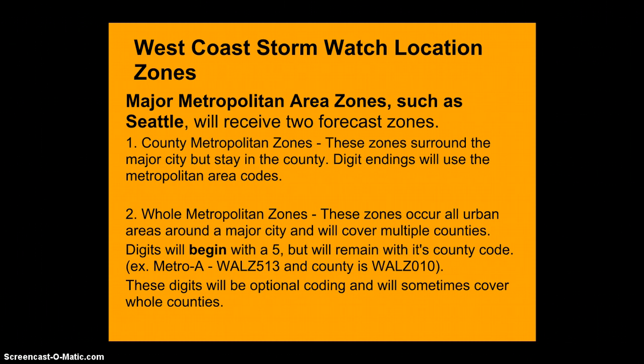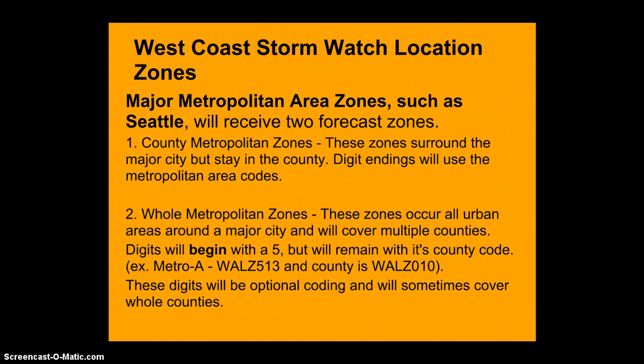The whole metropolitan areas will be all urban areas around a major city, which means Olympia, Tacoma, Everett, well, probably not as far as Olympia and Everett, but Tacoma and Seattle will be covered in a whole metropolitan area zone. And those will be just in case there's some sort of warning issued for all the west side of Washington or something. We could use that instead.